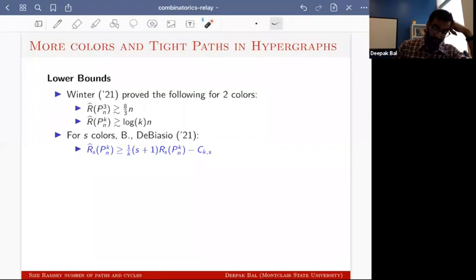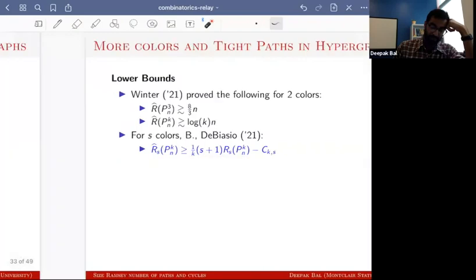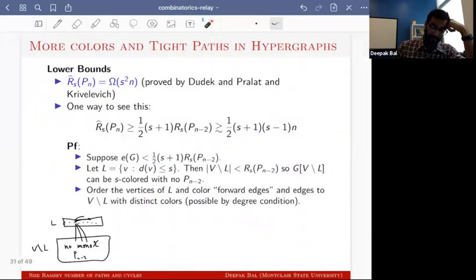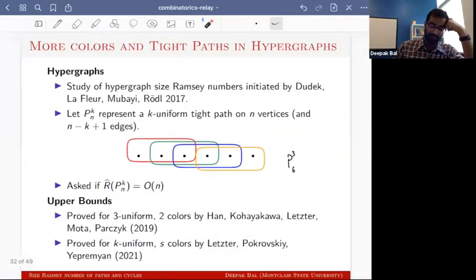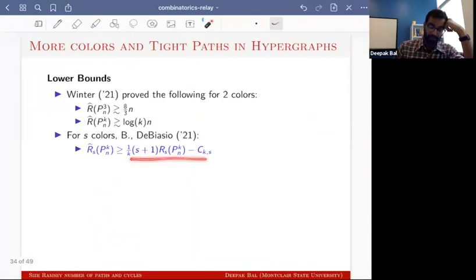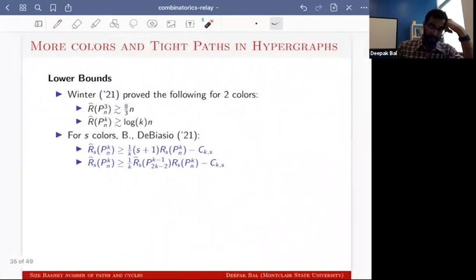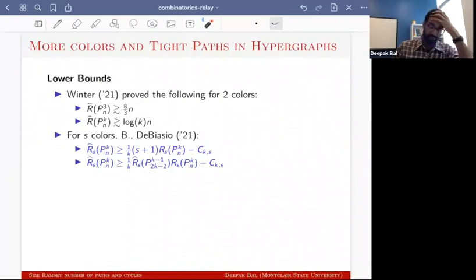So one result we can get is essentially exactly the result back here, which I showed you the proof of. It's this, but for hypergraphs. So that's not so surprising. You can do the same argument here and look at vertices of degree less than s, and a similar argument works to get this lower bound. But then a slightly better thing we can do is the following.